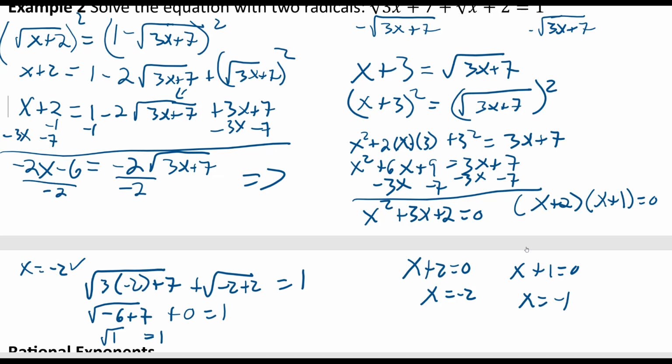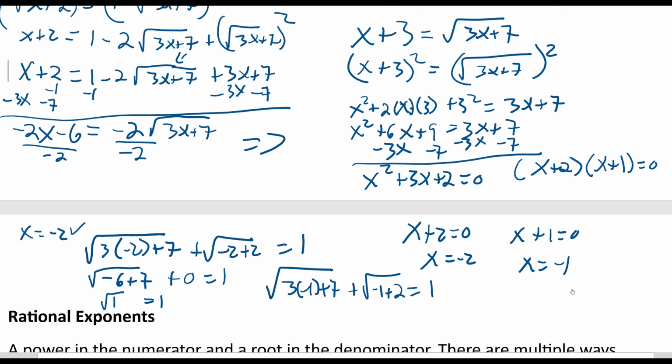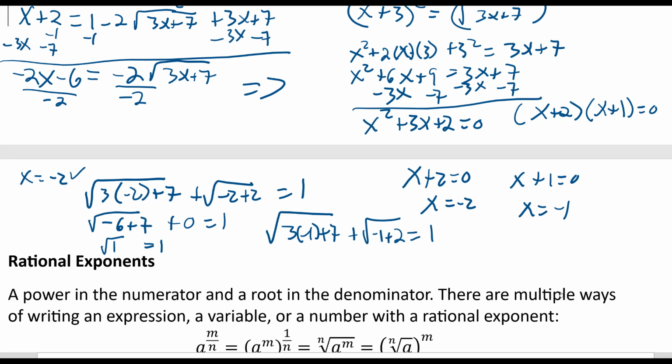Let's try the other one, and I have this negative 1. So we have the square root of 3 times negative 1 plus 7 plus the square root of negative 1 plus 2 equal to 1. Well, that's negative 3 plus 7. That's the square root of 4 plus the square root of 1 equal to 1. 2 plus 1 is not equal to 1. So this would not be a solution. That's extraneous.